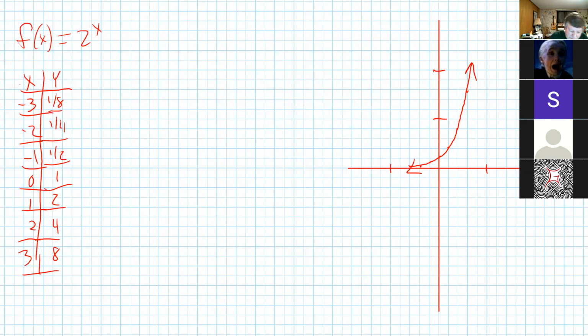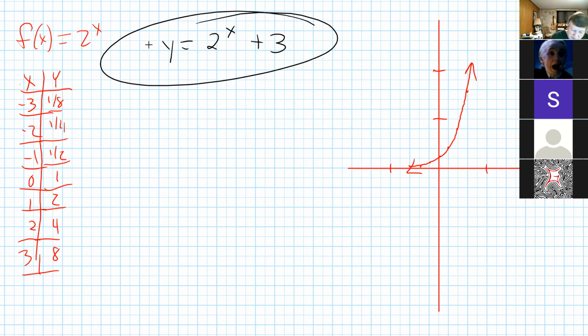Here's the point I want to make. If we have this equation, it's going to look exactly like the red one, but every point would be up 3 units. Okay, so now your domain is all real numbers. Your range is greater than 3. Your y-intercept is at 4. It's still increasing.